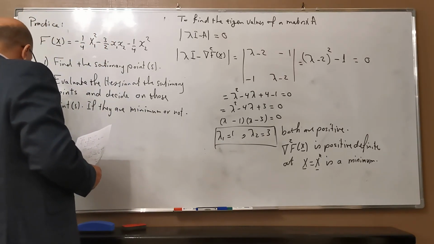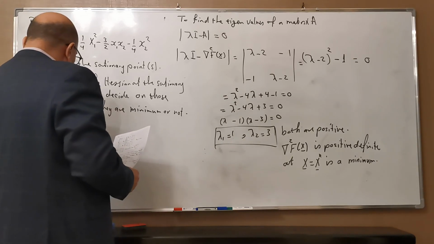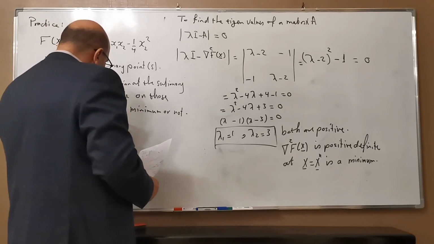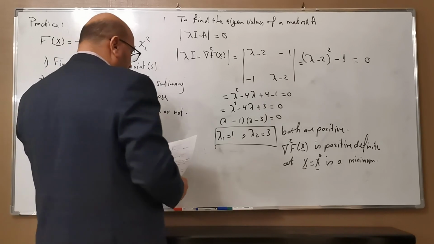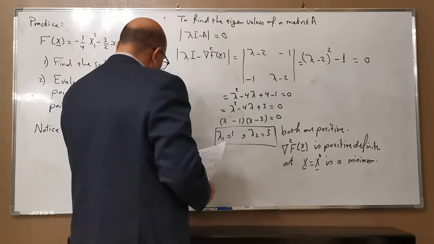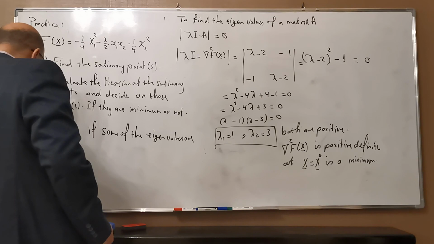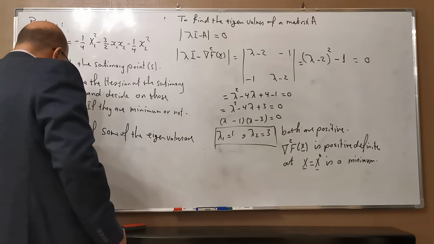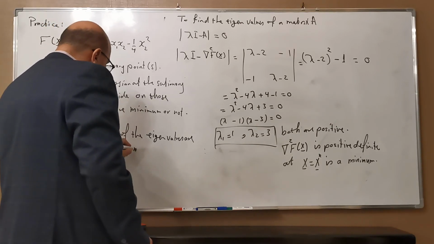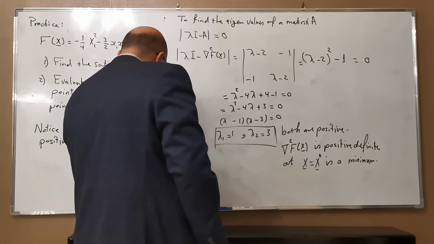Notice here, if some of the eigenvalues are positive and the others are negative, then we have what we call a saddle point.